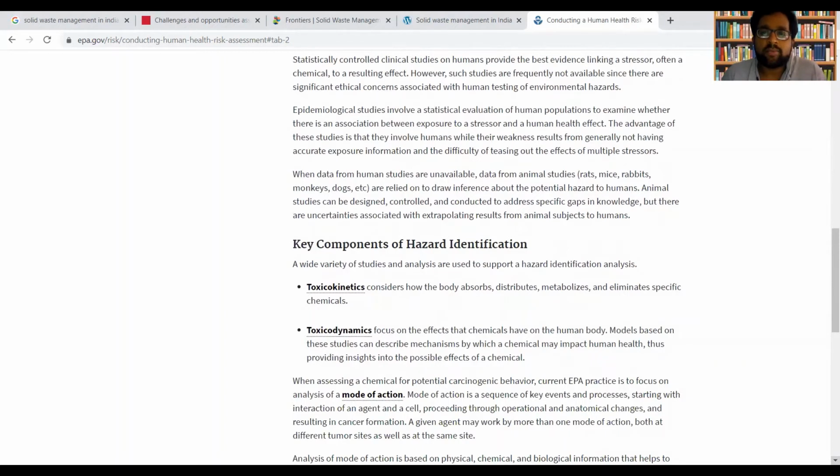Now, to understand the key components of hazard identification, a wide variety of studies and analyses is used. First one is toxicokinetics, and another one is toxicodynamics. Toxicokinetics means how the body will be absorbing, distributing, metabolizing, and eliminating a specific chemical.